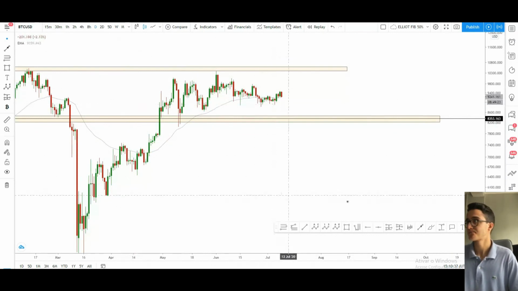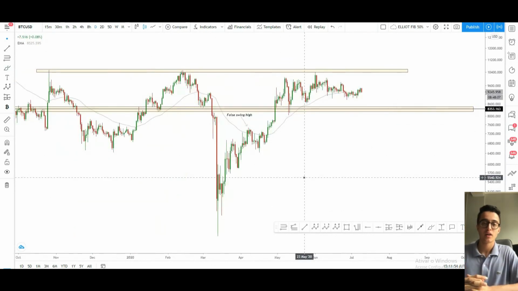That's it. If you want to learn how to invest and trade on this market, remember Bitcoin is here for the long term. It is not going to zero for sure.